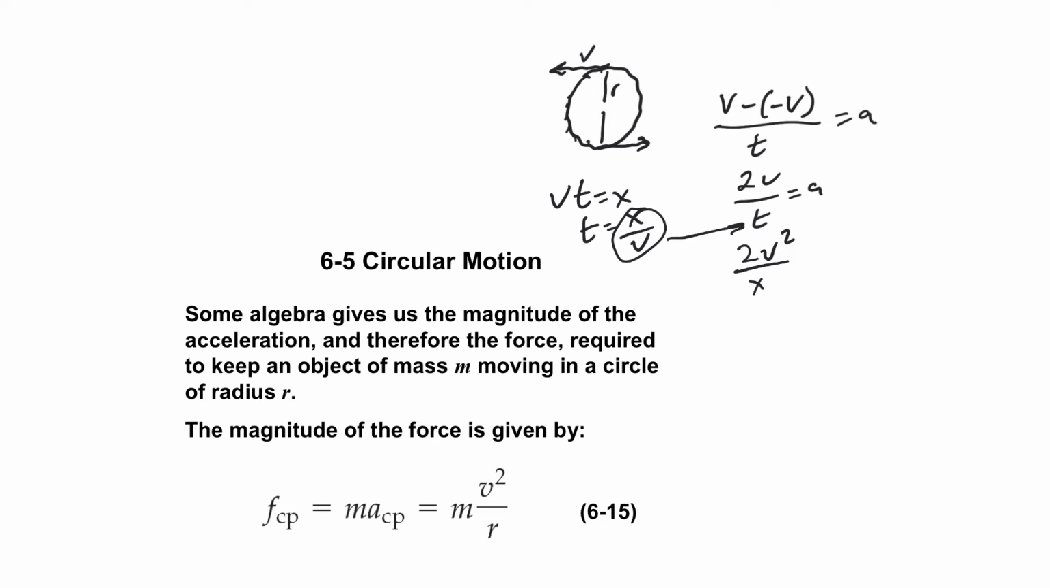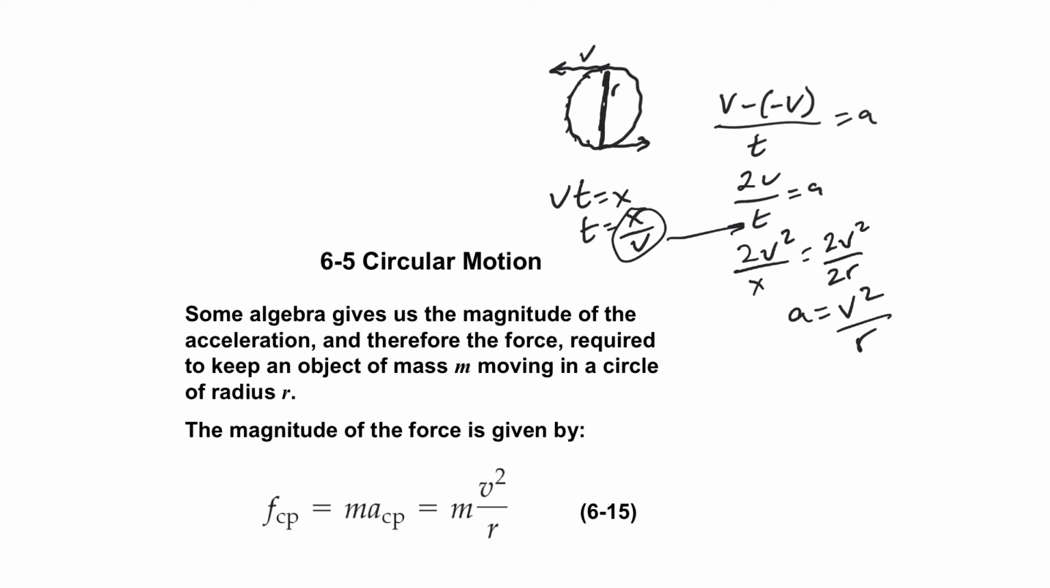x is the distance from here to here, which is 2r. So this is going to be equal to 2v squared over 2r. So your acceleration is going to be equal to v squared over r.